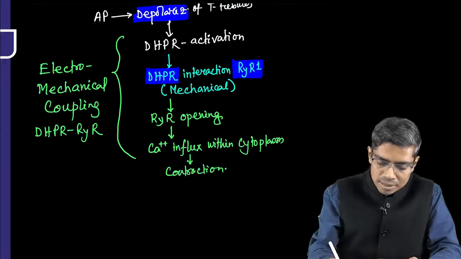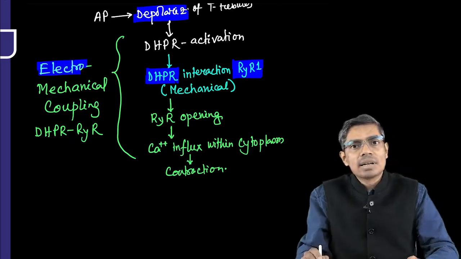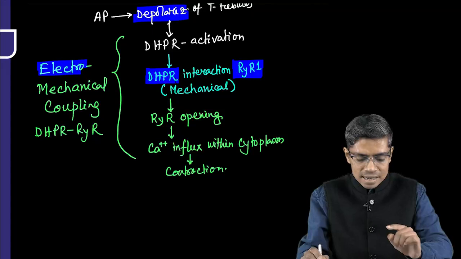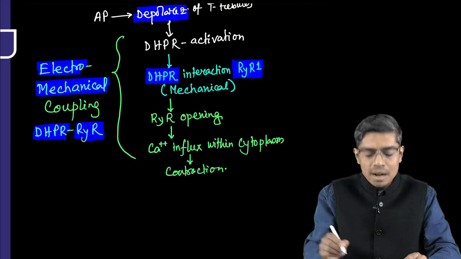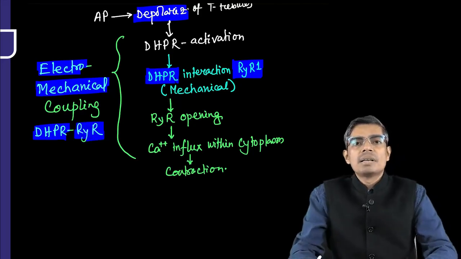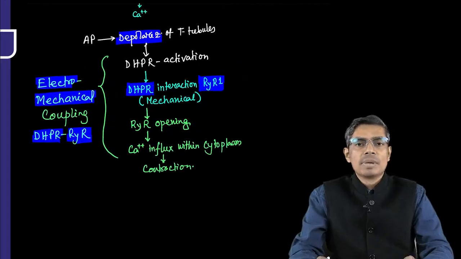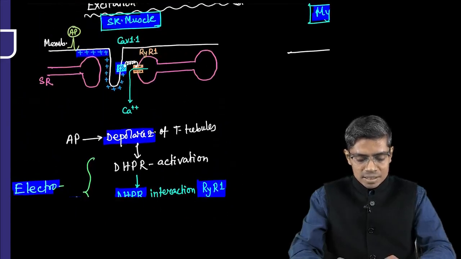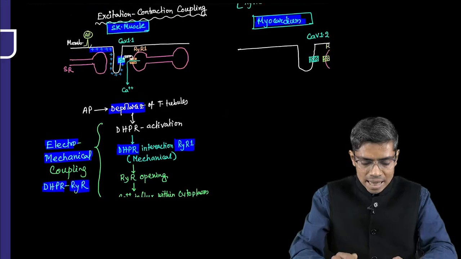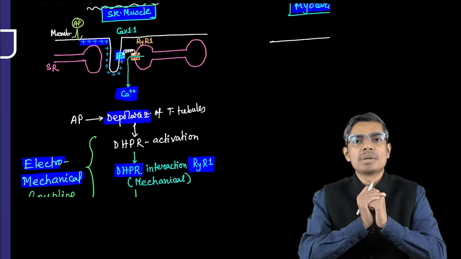So electro means in presence of electrical activity, that is, an action potential is required. In presence of electrical activity, there is mechanical coupling between DHPR and RYR. This is typical of skeletal muscle and is known as electromechanical coupling. So whenever this electromechanical coupling is there, what is happening? The calcium is released from the cisternal region into the cytoplasm.